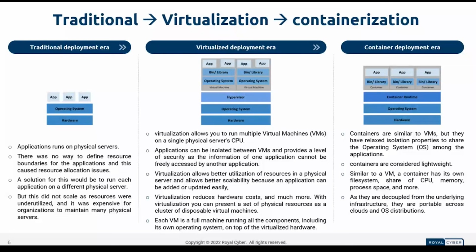Moving to virtualization. Virtualization allows you to run multiple virtual machines on a single physical host. This means that your application can be isolated in a different virtual machine, so you can define resource boundaries for each virtual machine. Of course, you have a level of security as each application is completely isolated in a different virtual machine. And also you can present a set of physical servers as a virtualization cluster. So virtualization reduces the cost of hardware and reduces the cost of management.